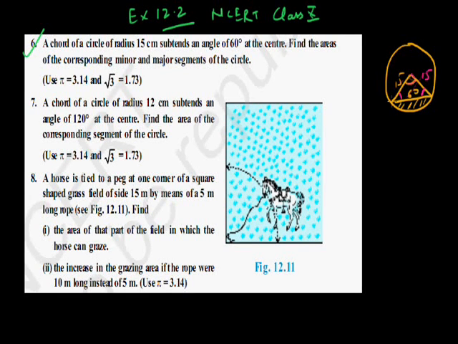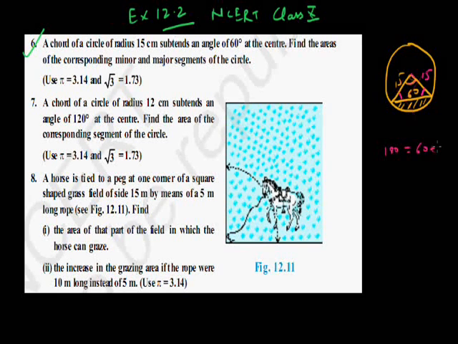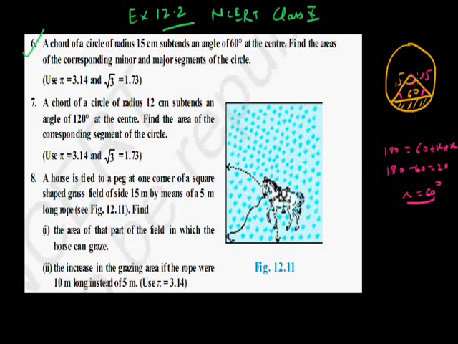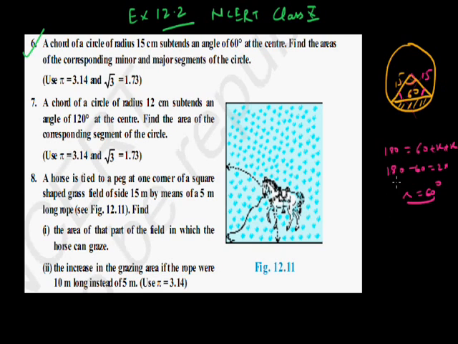We know that the sum of the angles of a triangle is 180 degrees. Let's say this is x, and this is x. When we calculate, 180 minus 60 equals 2x, and x comes out to be 60 degrees. Hence these two angles are 60 degrees, and the third angle is also 60 degrees. Therefore, this triangle is an equilateral triangle. Let's say OAB is equilateral.